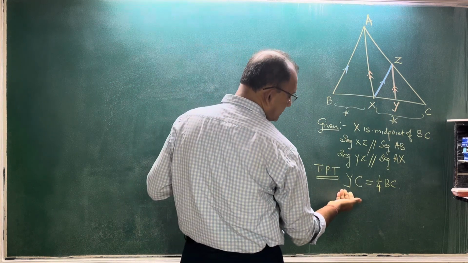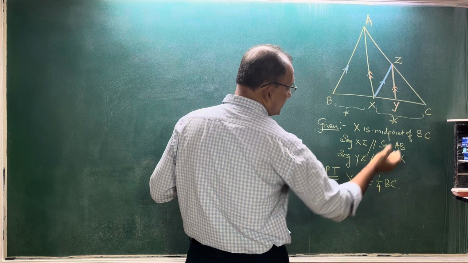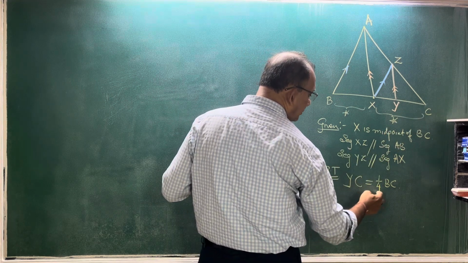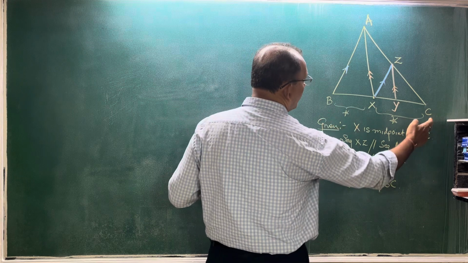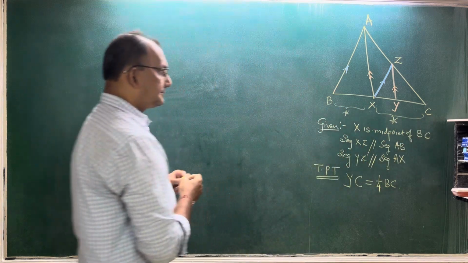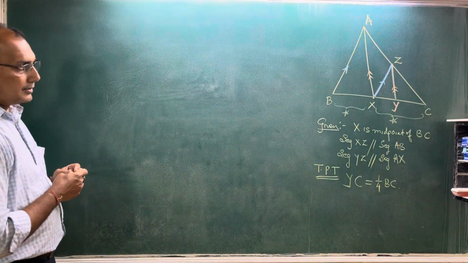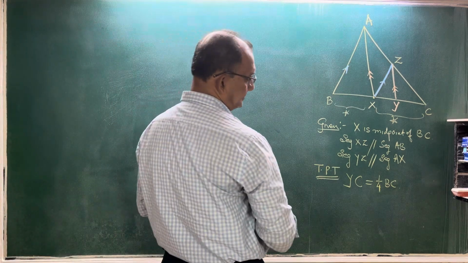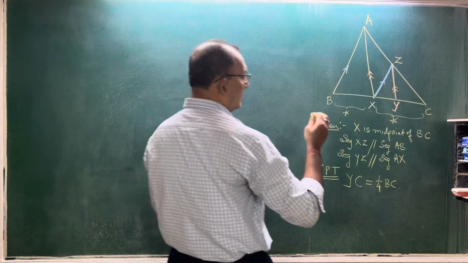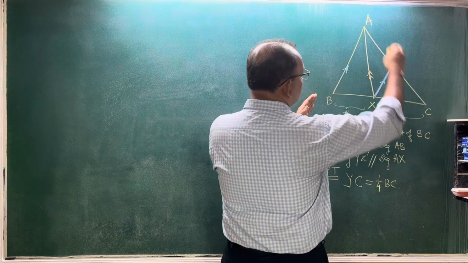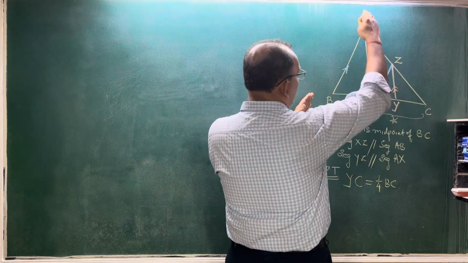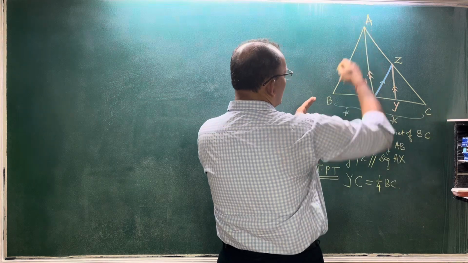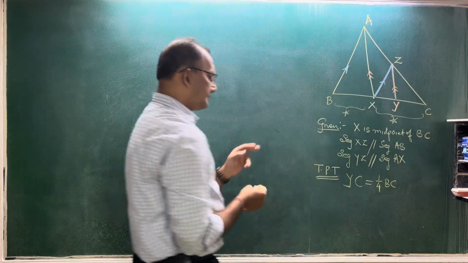We are supposed to prove YC, this small piece. Can you see a YC? YC is 1/4 of BC. Okay. So how are we supposed to attack this particular thing? First, we shall consider this big triangle ABC. Can you see? There are multiple triangles in it. Please focus on ABC.